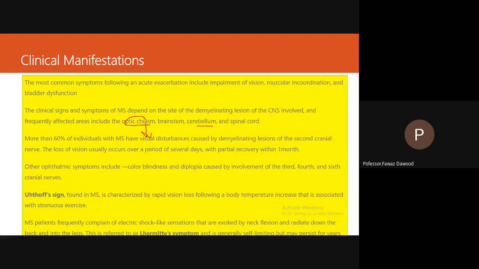But the most serious condition, sometimes those types of patients may complain of ophthalmic symptoms, even blindness, diplopia, and sometimes Uhthoff's sign, which mostly occurs in multiple sclerosis, and here the patient, for a limited time, complains of sudden or rapid loss of vision.